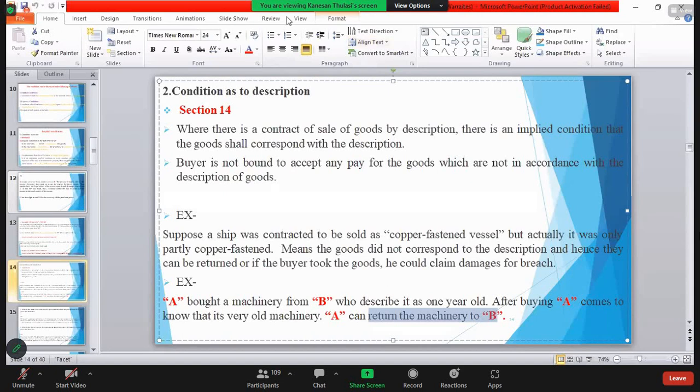Got it, students? Understand, students? Do you understand, or do I need to repeat? Please unmute and say whether you have all understood what is condition as to description. You have options here: you can raise your hands or you can text. Understand. Only one person understands. Guys, this is how you are engaging in online lectures.